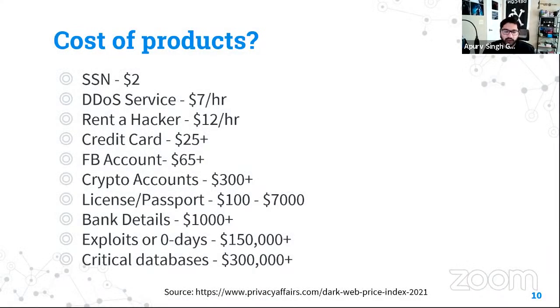And similarly, what is the cost of these products, how much these threat actors are selling them for. Just for example, an SSN you can get for $2, a credit card for $25 plus, a Facebook account with some friends, depending on 100 friends, 1,000 friends, 10,000 friends, starts from $65. A license or passport of different countries starts from $100 to $7,000. So you can imagine how these things are being sold on the dark web.